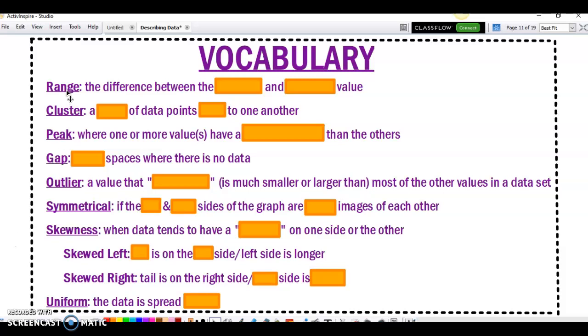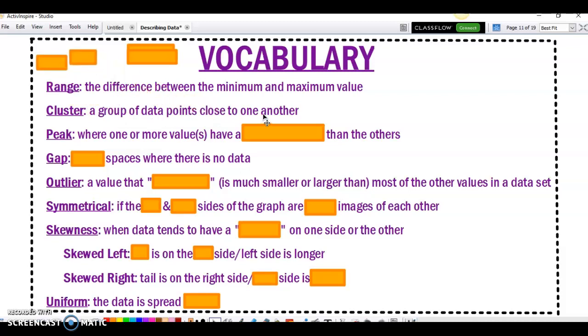So our first word is range. Now you've seen this word already, but I'm gonna change it up on you this week. The range is the difference between your minimum and maximum values, okay? So we used to say lowest number and highest number. We're going to change that up and get you ready for the coming up lessons. And we're going to call them minimum and maximum now, okay? A cluster is exactly what you think it is. A cluster is a group of data points that are close to one another. And in the pictures that are coming up, you'll see.